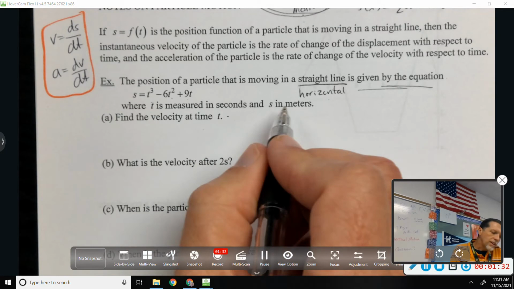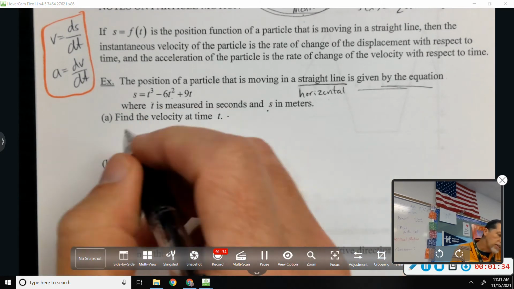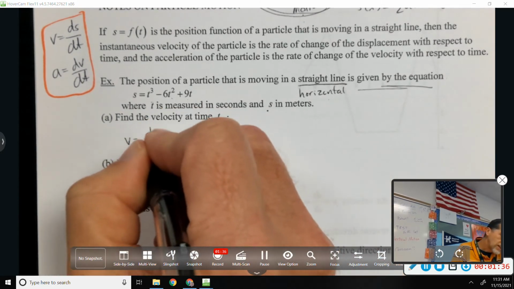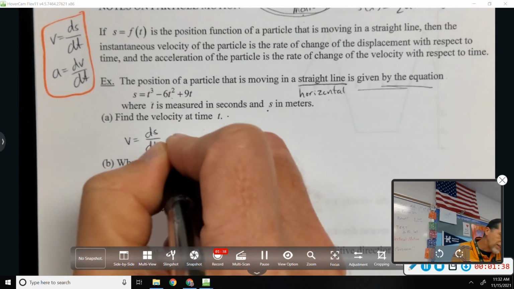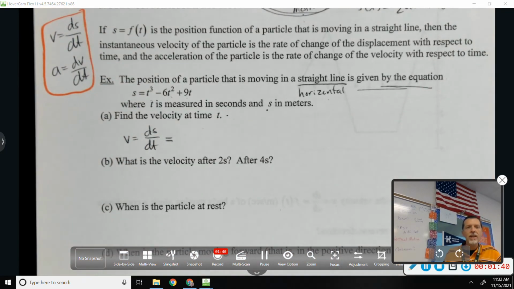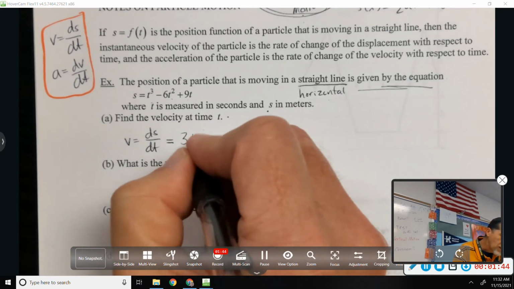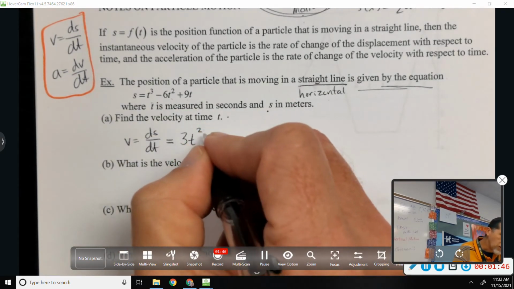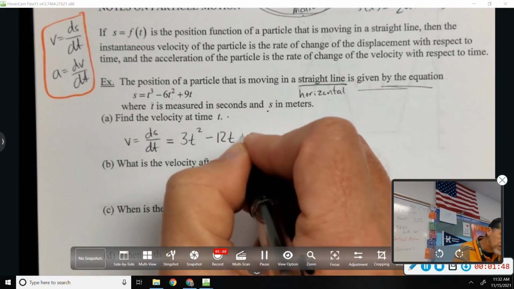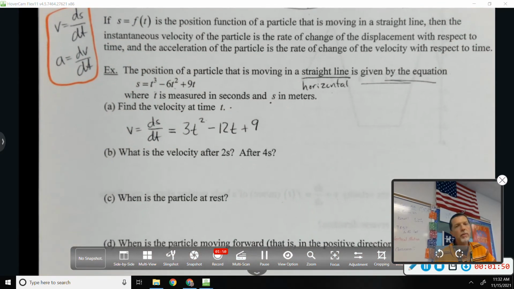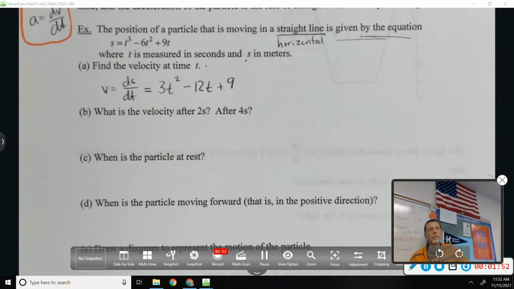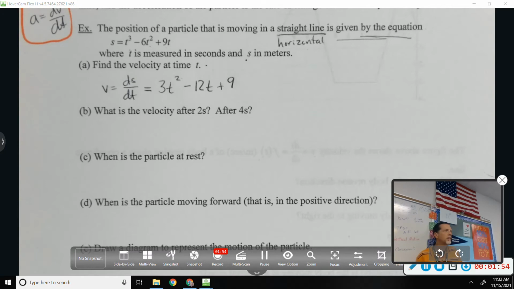T is in seconds, S is in meters. Find the velocity. Well, this is the same type of stuff. Velocity is ds dt, the derivative of the position. So the position equation is a little more complicated than it was Friday, but it's the same process. Take the derivative of position to get velocity.